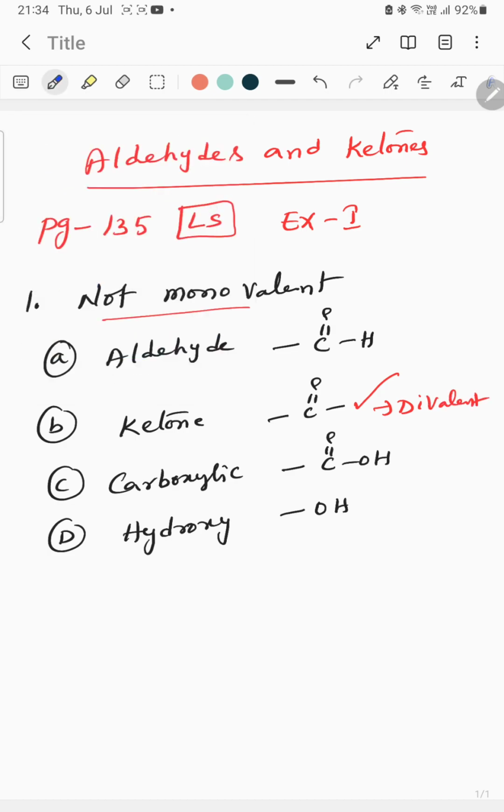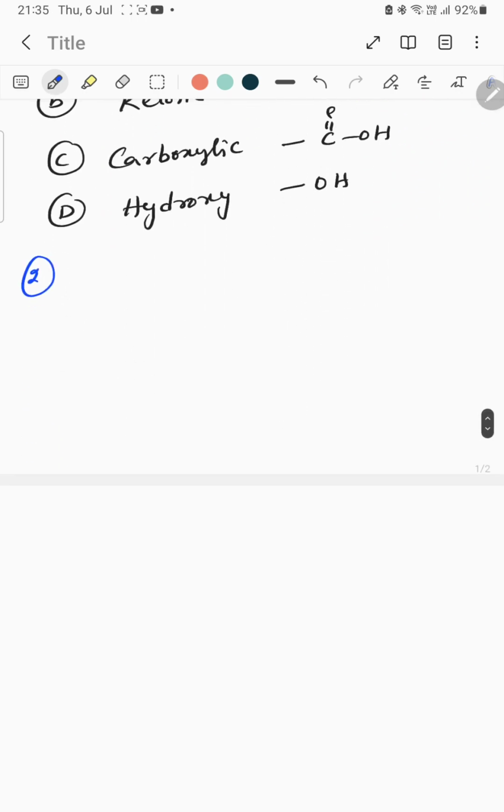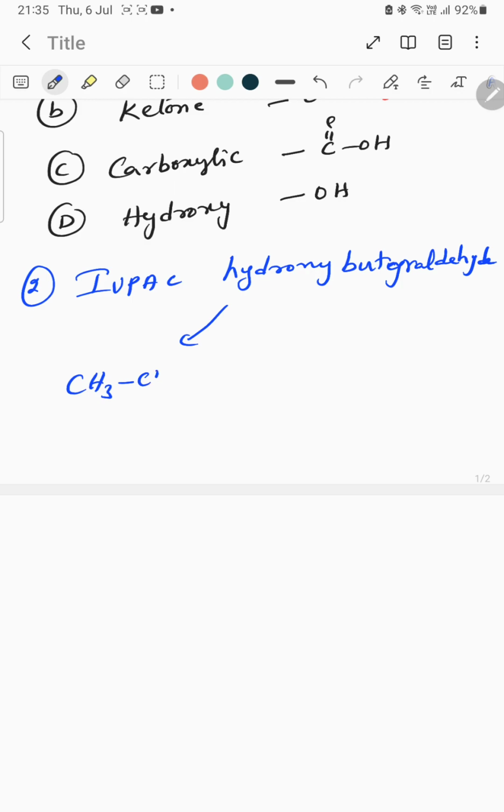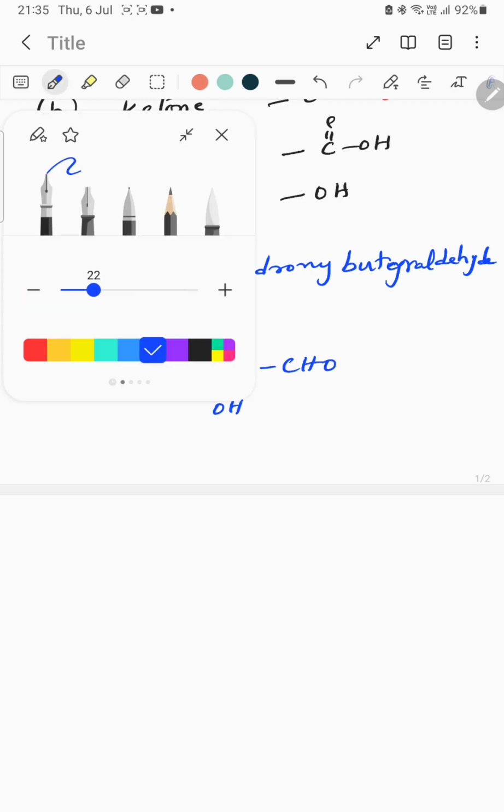Then go to question number 2. IUPAC name of hydroxy butyraldehyde. The hydroxy butyraldehyde is CH3, CH2, CHOH, CHO. This is the hydroxy butyraldehyde.